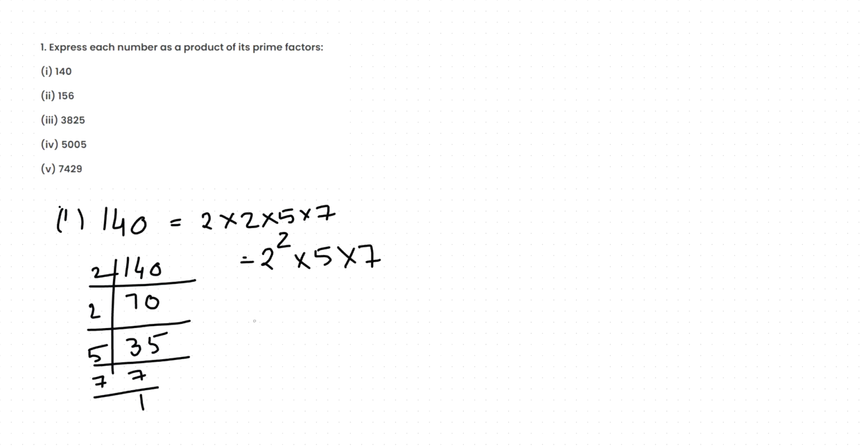Now the next part, we need to find the prime factorization of 156. So again we'll follow the same step. We'll divide 156 by its prime factors. So 156 को पहले हम 2 से डिवाइड कर लेंगे, so we'll get 78. Again we can divide it by 2, we'll get 39.